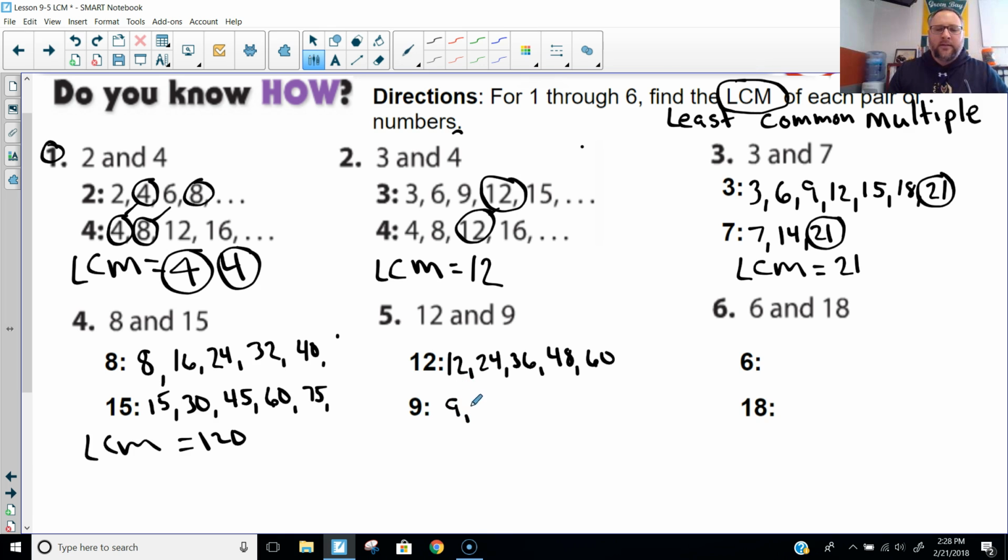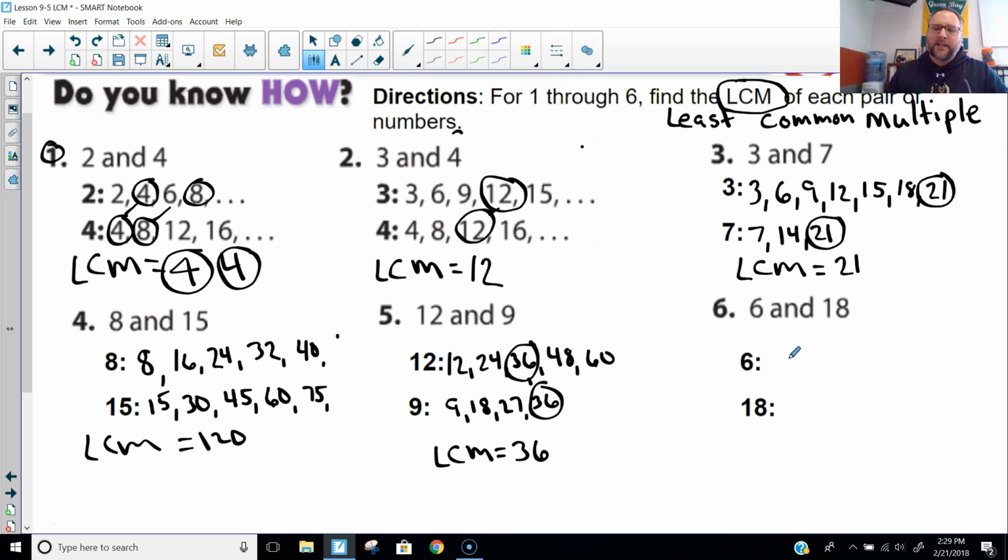Alright, so I have 9, 18, 27. Do I have a common one here? Nope. There's 9, 12, 18. Nope. Alright, now let's see. 9 times 4 is going to be 36. Oh, and there's my common multiple. My least common multiple. Of course, if I keep going, I'll find more common multiples, but I'm looking for the LCM. The least common multiple of 12 and 9 is 36.